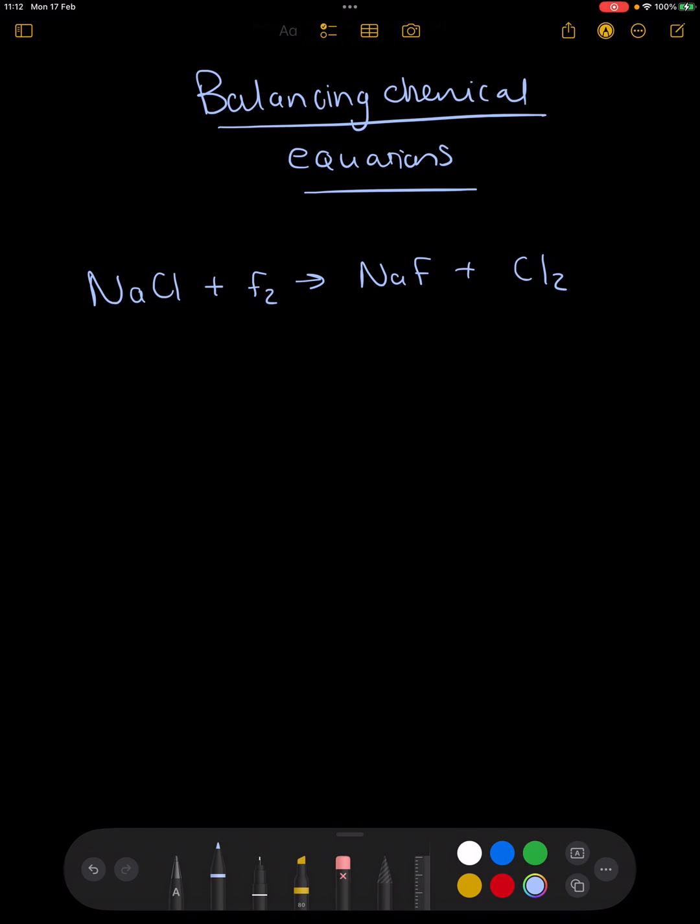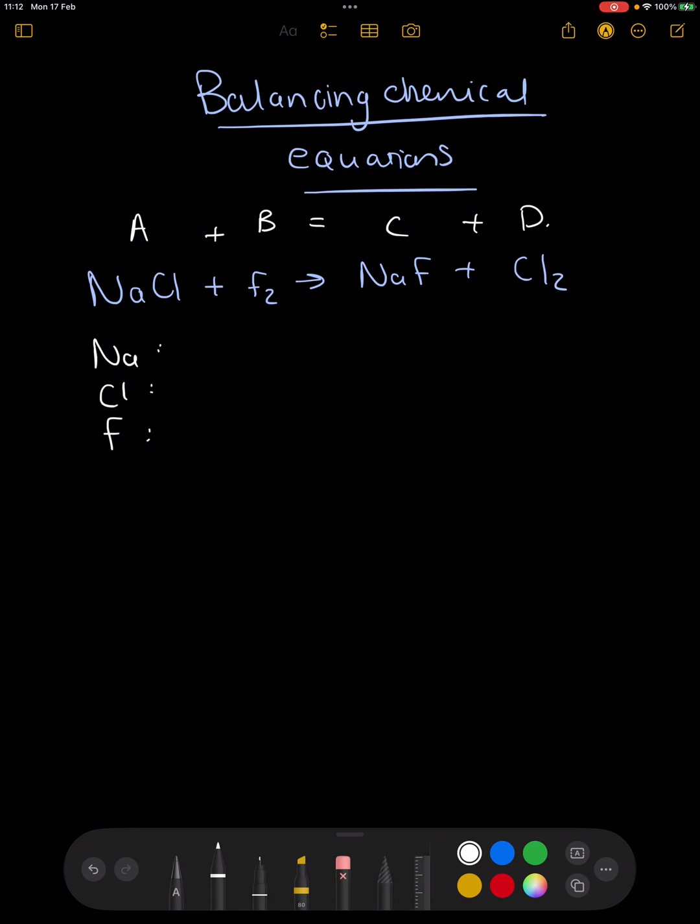So what I do is on top of each of the parts, I write an A, B, and then obviously over the arrow I'm going to put an equals, then I've got a C plus a D. Then the next step is I'm going to write down all of the elements that I have in this equation.